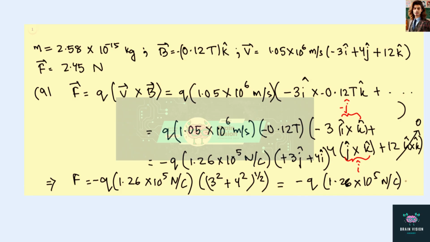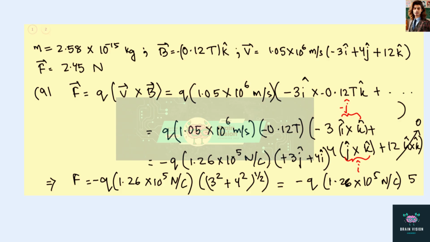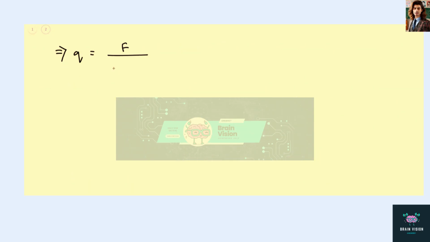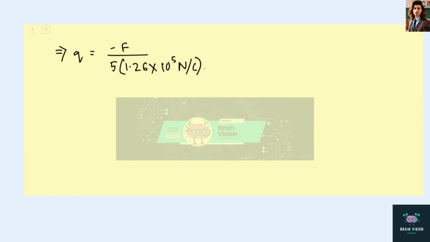coulomb times 5. So from here we can find the charge, which is going to be force over this factor. So that will be over 5 times 1.26 times 10 to the power 5 Newton per coulomb, and there's a negative sign. And we get the magnitude of charge to be negative 3.89 times 10 to the power minus 6 coulomb.